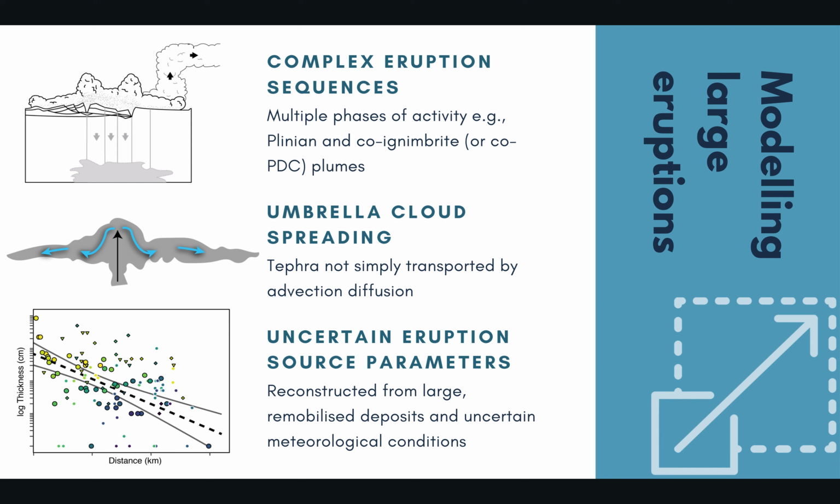And finally, because our understanding of magnitude 7 or greater eruptions is primarily based on interpreting the deposits of prehistoric eruptions, there are often large uncertainties in our estimates of eruption source parameters, and these will propagate into the uncertainty in model simulation results.